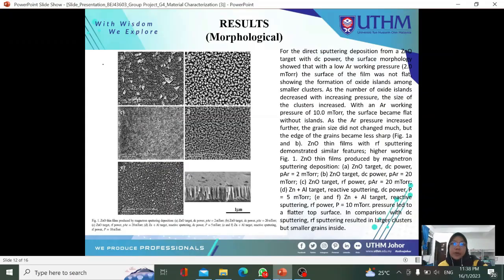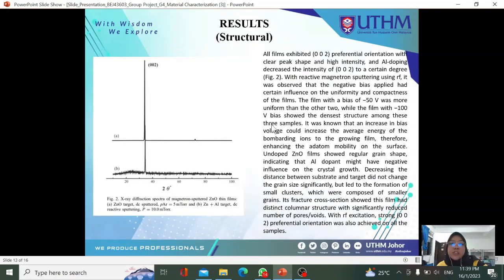So now I'm going to talk about the results for the first characterization, which is morphological. For the direct sputtering deposition from a ZnO target with DC power, the surface morphology shows that with a low Ar working pressure, the surface of the film was not flat, showing the formation of oxide islands among smaller clusters. As the number of oxide islands decreased with increasing pressure, the size of the clusters increased. So we can see from figure 1 here. So next for the structural.